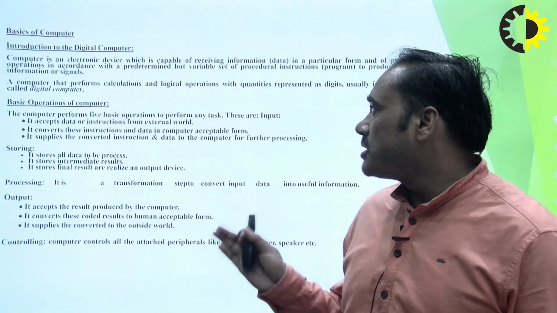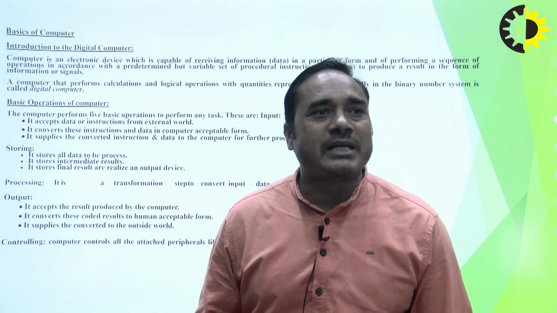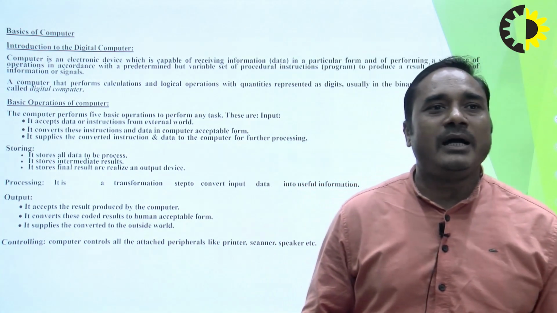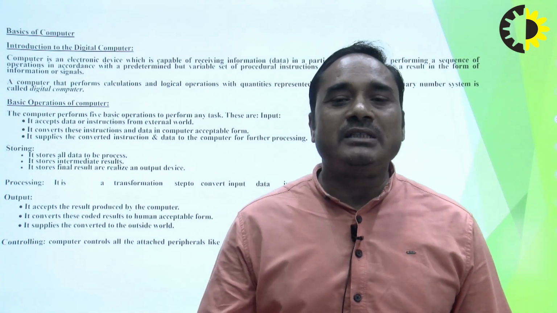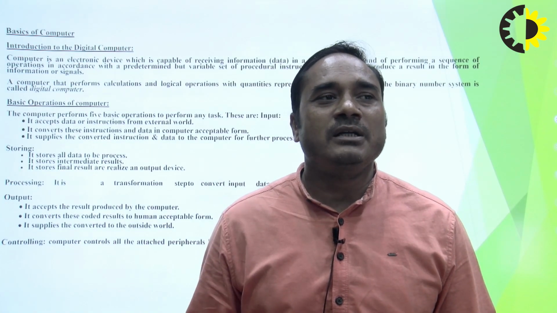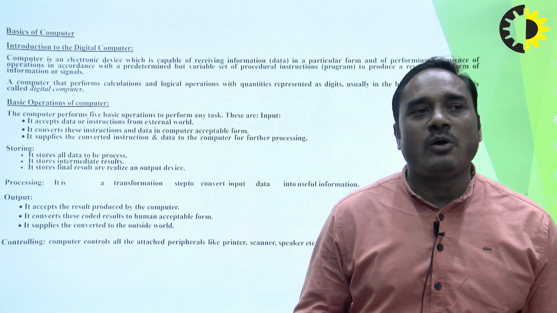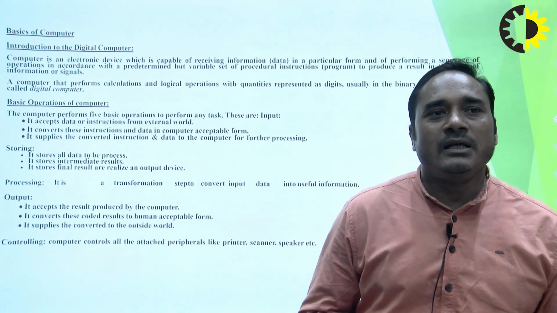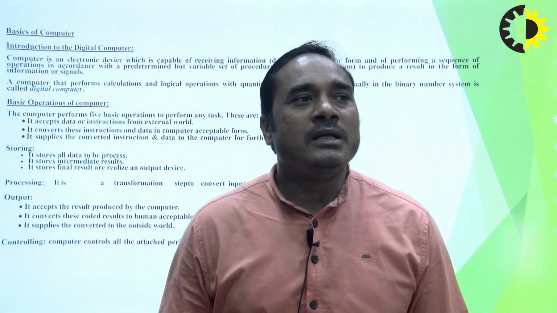In the introduction to the digital computer, a computer is an electronic device which is capable of receiving information in a particular form and performing a sequence of operations. Basically, the computer receives the data, and on the basis of that it performs different operations. A computer performs calculations and logical operations with quantities represented as digits, usually in binary form, and that's why it is called the digital computer.